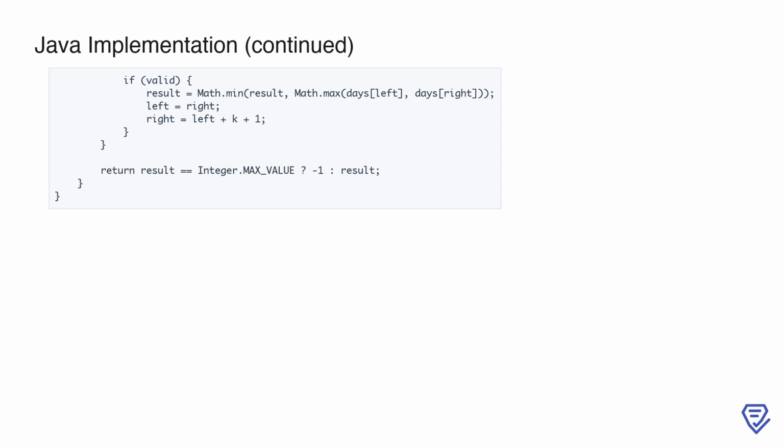Finally, once the loop completes, we return the result. If no valid day is found, result will remain Integer.MAX_VALUE, and we return -1, otherwise, we return the minimum valid day stored in result. This approach efficiently finds the earliest day that satisfies the condition by leveraging the sliding window technique and the pre-computed days array.